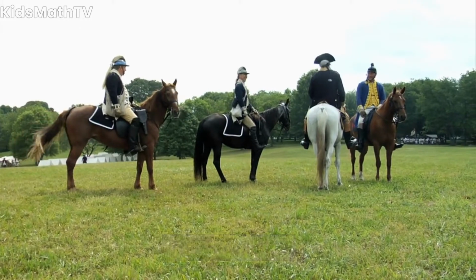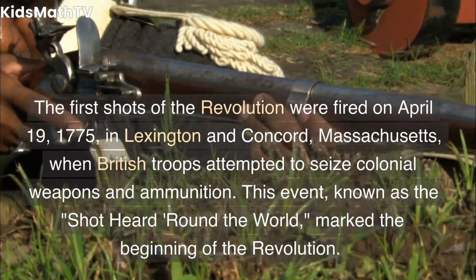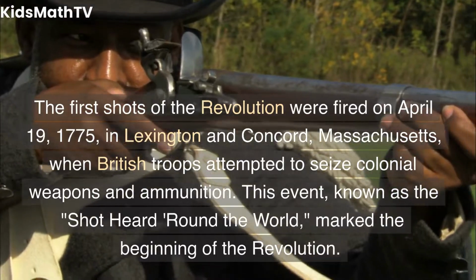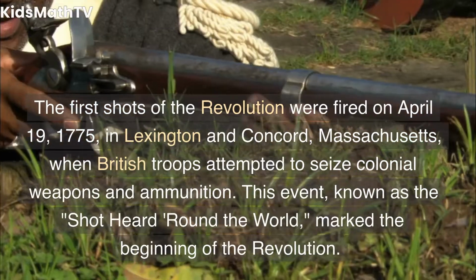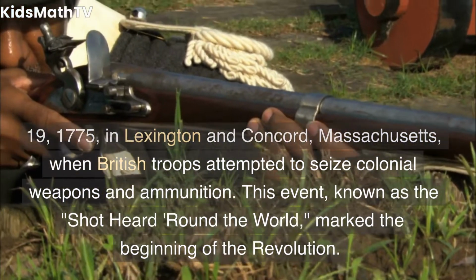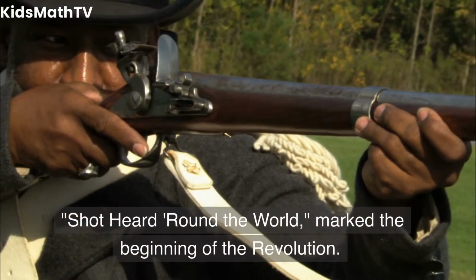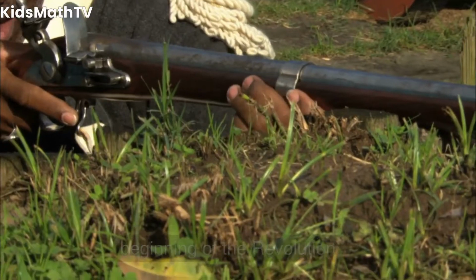The Revolution. The first shots of the Revolution were fired on April 19, 1775, in Lexington and Concord, Massachusetts, when British troops attempted to seize colonial weapons and ammunition. This event, known as the "Shot Heard 'round the World," marked the beginning of the Revolution.